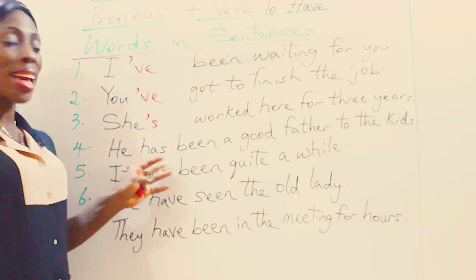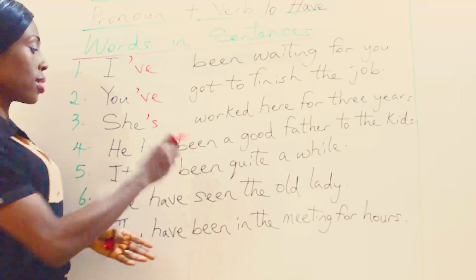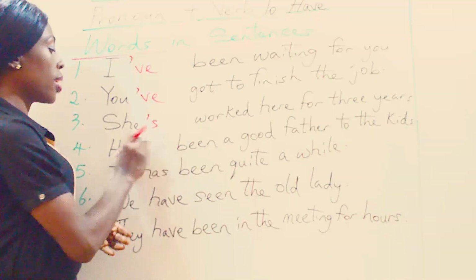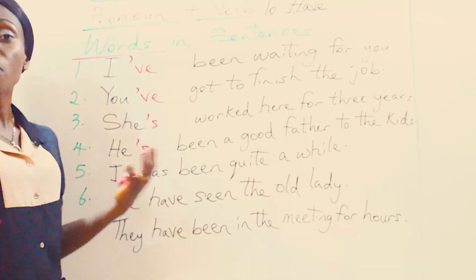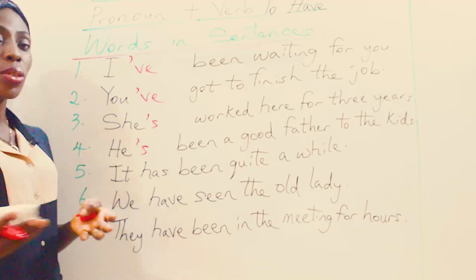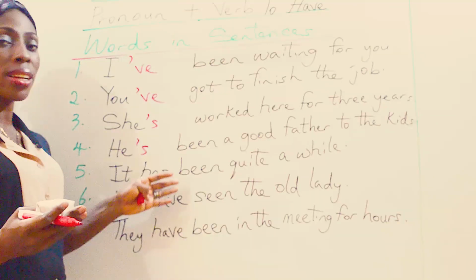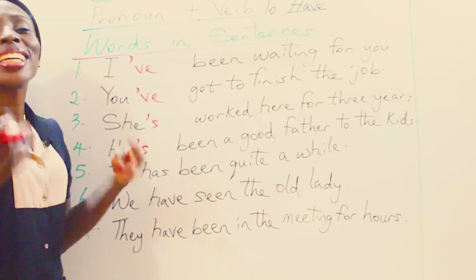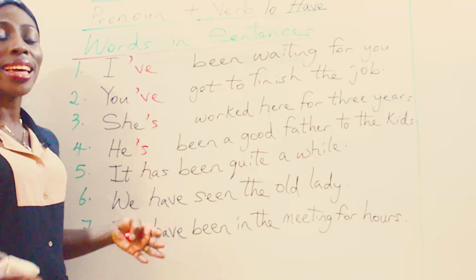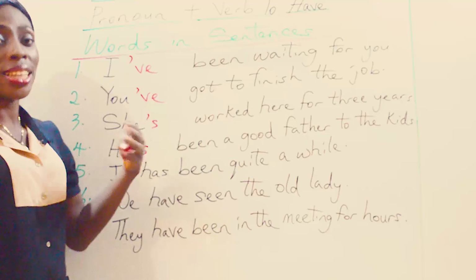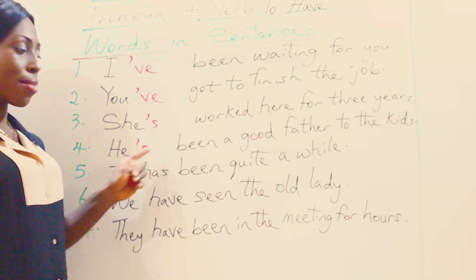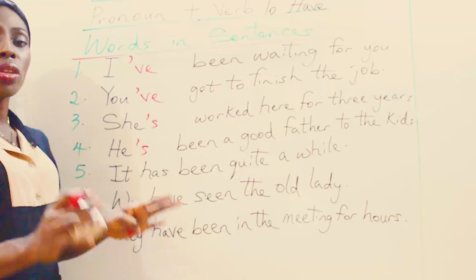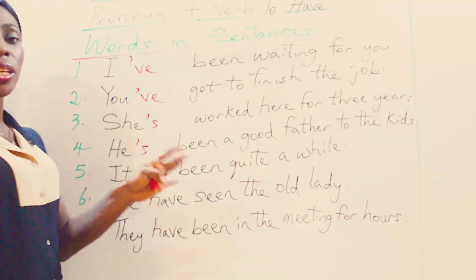Same with the next. "He has been a good father to the kids" changes to he's. "He's been a good father to the kids." And from the sentence you find out that it is not "he is been." You can't say "he is been," but you can say "he has been." So you find out that from the sentence it is he has been and not he is been, even though they both have the same contracted form, he's been a good father to the kids.